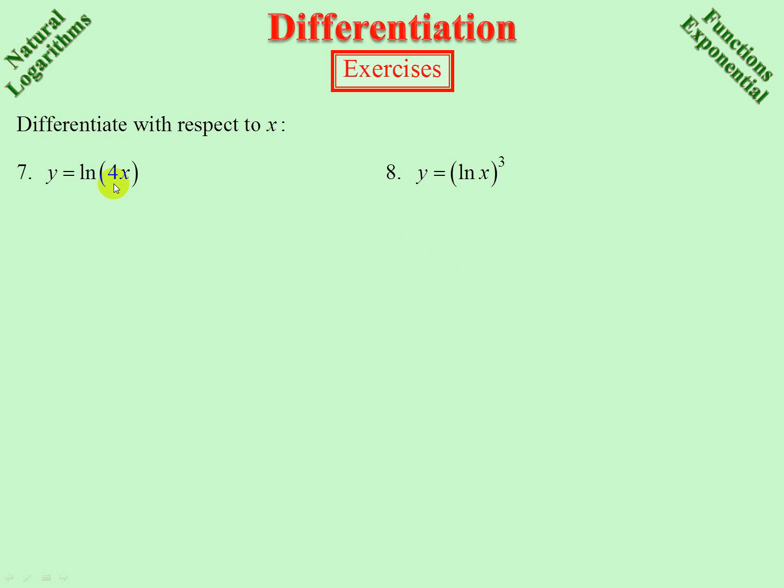Ln. Well, outside function ln, so that therefore differentiates to 1 over. Inside function 4x, so we must multiply by 4. This is 1 over x. The outside function here is something cubed, and the inside function is ln. So therefore 3 times ln x all squared times, and there's the derivative of ln x.